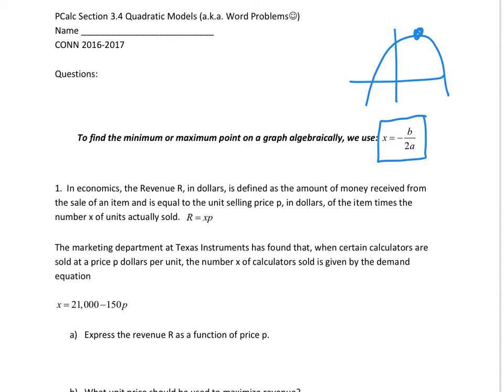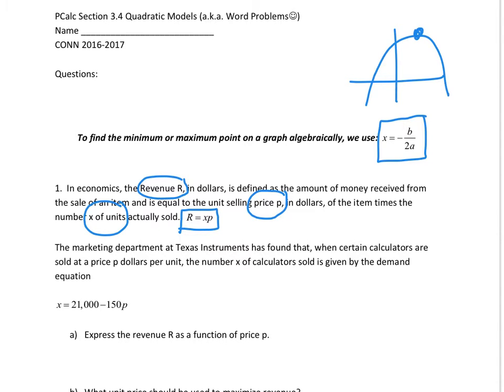Okay, so here's a typical question if you look at number 1. In economics, we have revenue, R, that's how much money we're making, the money received, selling price, P, and the number of units sold, X. And so it kind of makes sense. If you look at this little formula here, revenue is X times P. So, in other words, how much money I make is the price at which I sell something times how many units of that I sell. And hopefully that makes sense. Let me know if it doesn't.